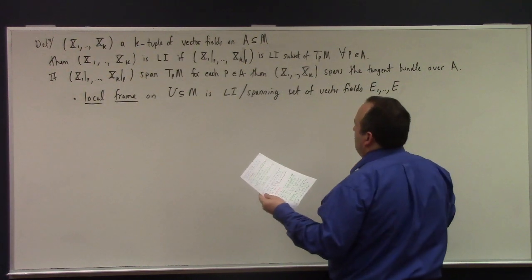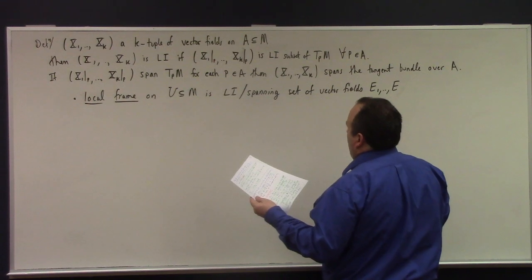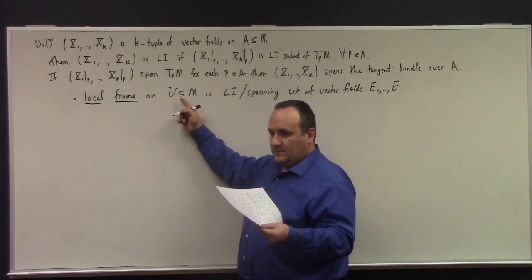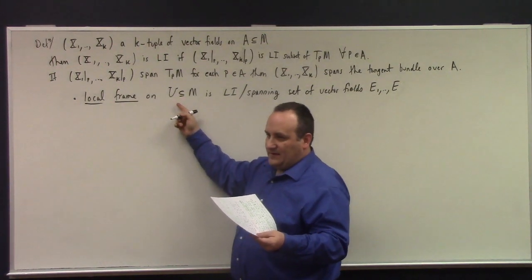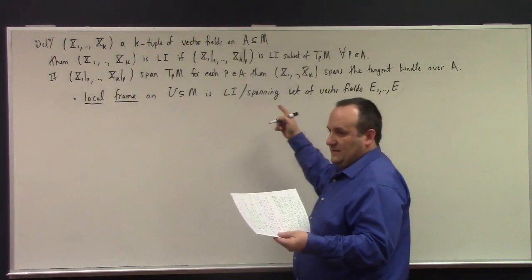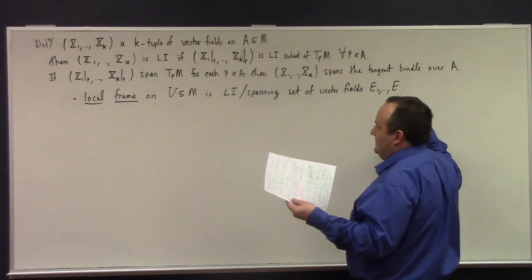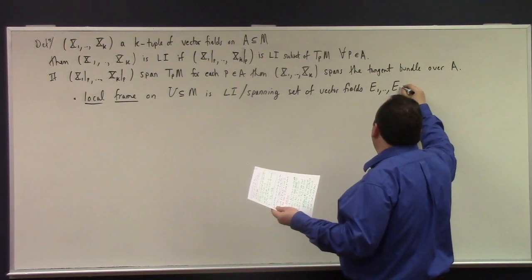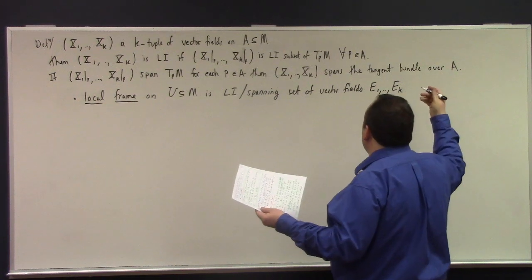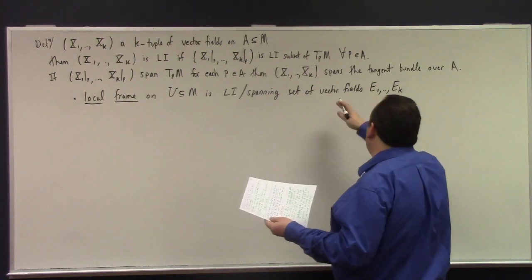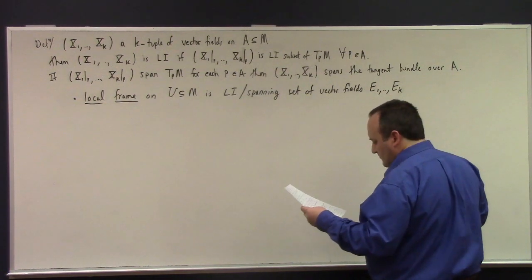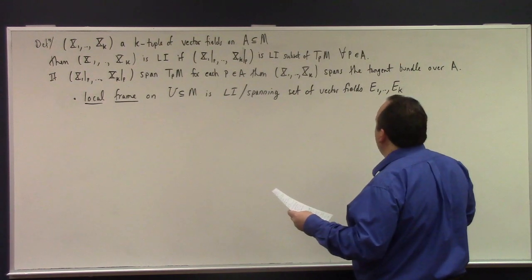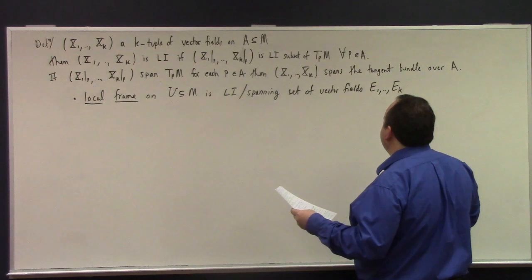Truth be told, if M is n-dimensional and U is an open subset of M, then we need n of them to span, because U is an n-dimensional submanifold of M. But I'll leave it as K because that's what he has. So a linearly independent set of vector fields E1 through EK on U.